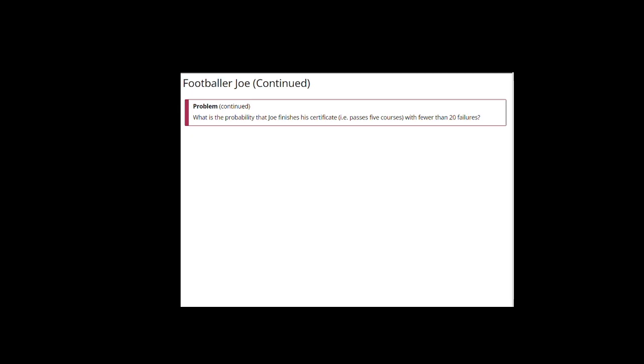Again, this is a question involving the negative binomial distribution. X is the number of failures before his 5th success. X has a negative binomial distribution with parameters k equals 5 and p equals 0.3. And we're interested in the probability of fewer than 20 failures, the probability that X is less than 20, which of course we can get by adding up the probability function as x goes from 0 up to 19.